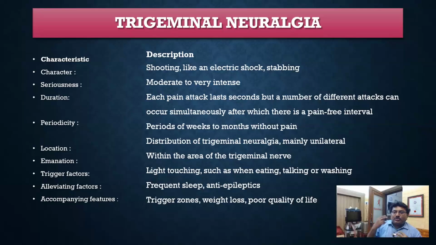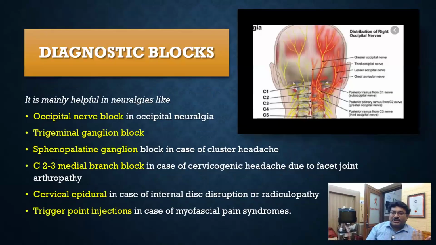Next, there could be a triggering factor like light touch, the patient eating, speaking or washing the face, which could increase the pain. An alleviating factor is definitely sleep, or sometimes anti-epileptics. We all know the drug of choice for trigeminal neuralgia is carbamazepine, and the second choice is oxcarbazepine, which should relieve the pain. Accompanying features could include some trigger zones and poor quality of life, and sometimes the patient is not able to eat, which ultimately can cause weight loss as well.